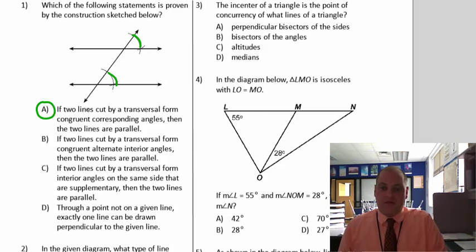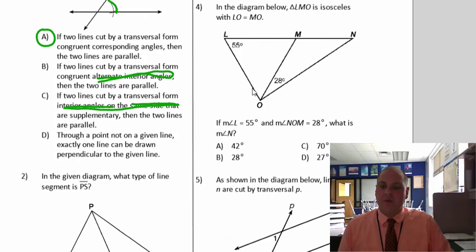If 2 lines are cut by a transversal, form congruent corresponding angles, then the 2 lines are parallel. They are not alternate interior, right? They are not same side interior, okay? And through a point not on a given line, exactly one line can be drawn perpendicular. There's nothing perpendicular in there, okay? So it would be choice A.